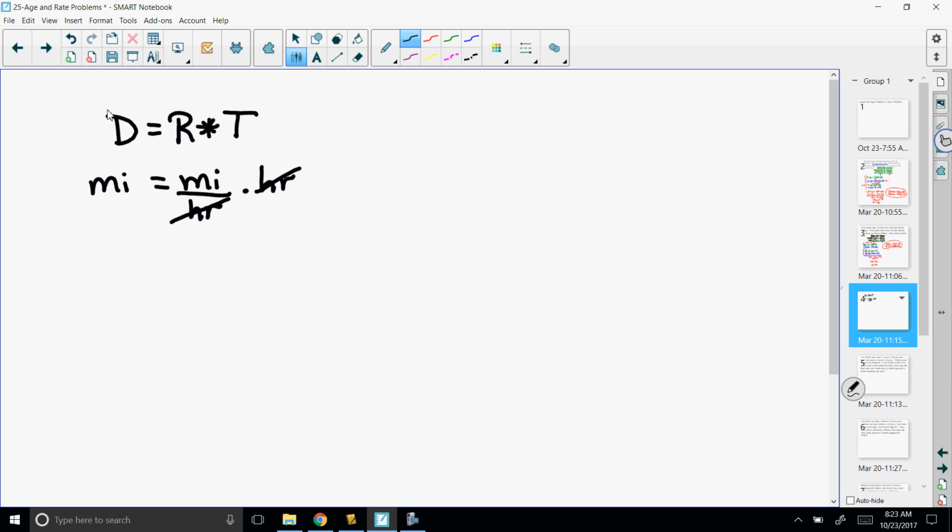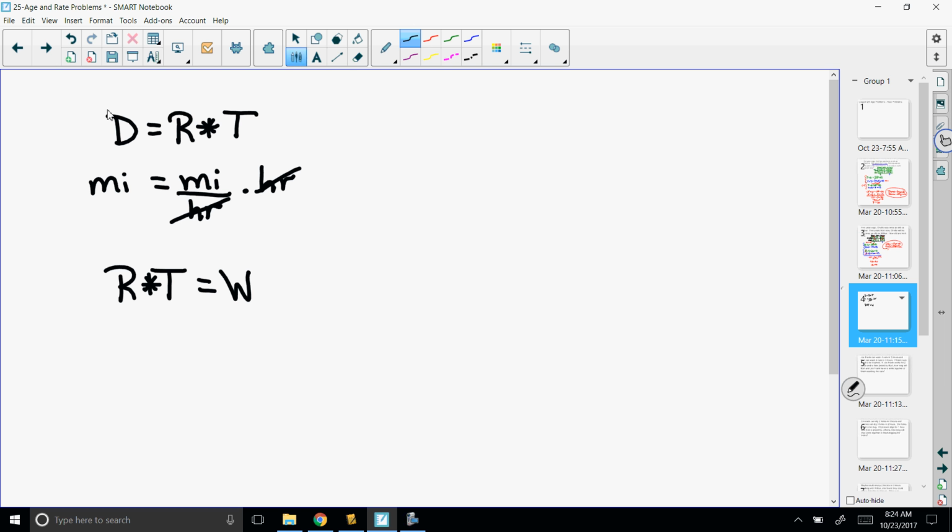Now that can be rearranged in different formats. You could say rate is distance divided by time, but people don't like division very well, so we set it up as a multiplication problem. But other types of rates that you can have is that if I take my rate and I take it times my time, we end up with something besides distance. We could say it's the amount of work that can be done.